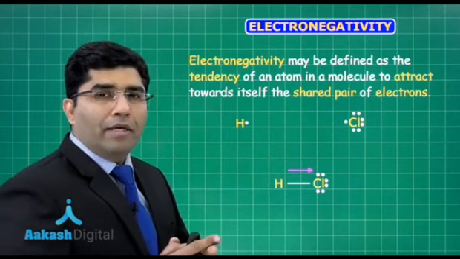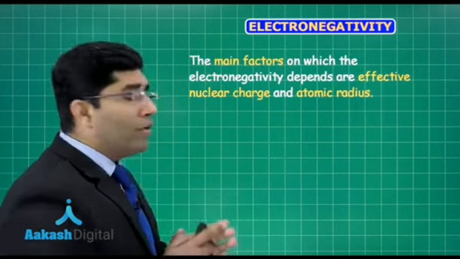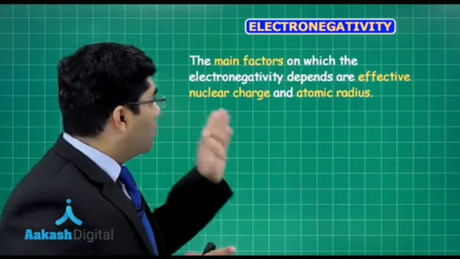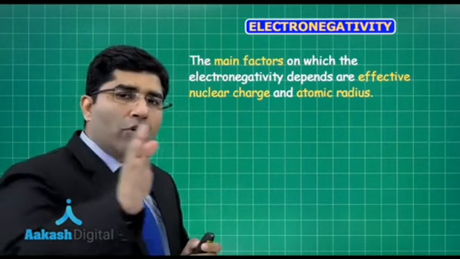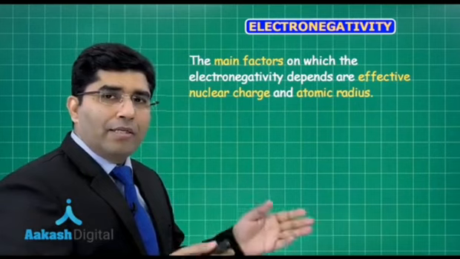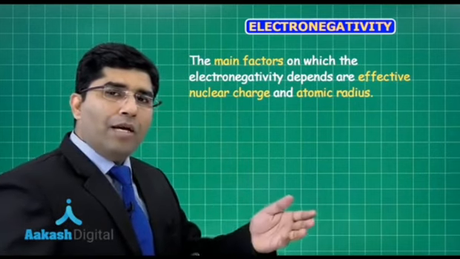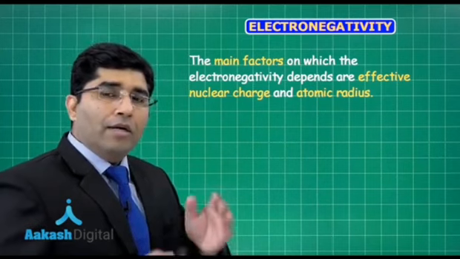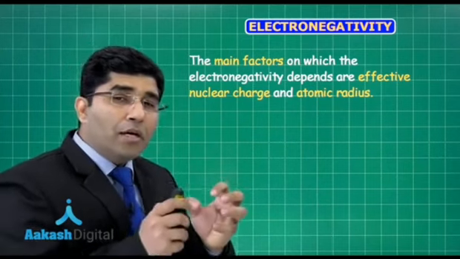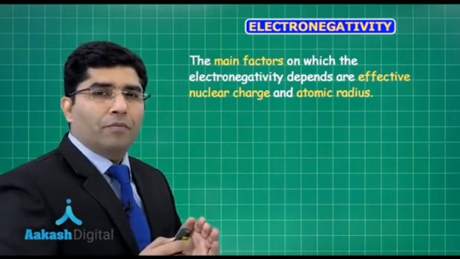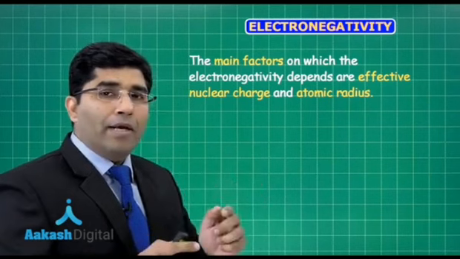Now we have to know what is the reason behind it. The main factors on which the electronegativity depends are the effective nuclear charge and the atomic radius. Now we know that when we move across the period, effective nuclear charge increases and atomic radius decreases. Therefore, chlorine is more electronegative than hydrogen. That's why it has more tendency to attract the shared pair of electrons towards itself. We will discuss more about it in the next chapter, that is chemical bonding and molecular structure.